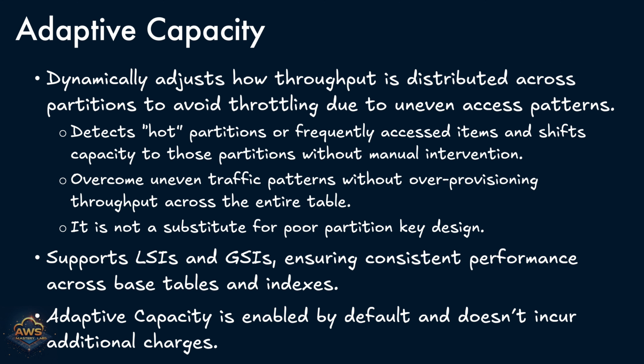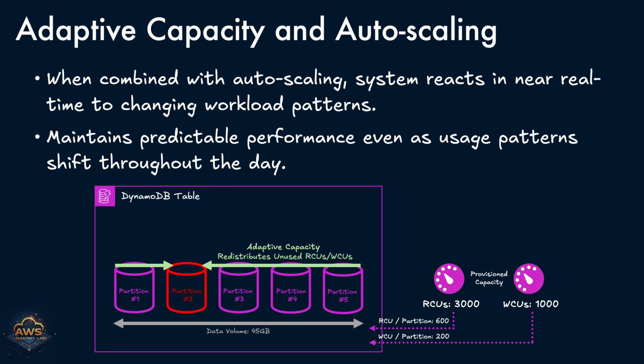However, while it provides a safety net, it should not replace good partition key design. A well-distributed key strategy is still fundamental to achieving optimal performance and fully leveraging DynamoDB's scalability features. This illustration brings together two key features of DynamoDB's scalability model, auto-scaling and adaptive capacity, and shows how they work in tandem to handle workload variations across partitions.